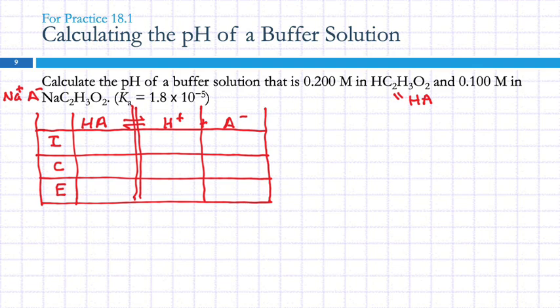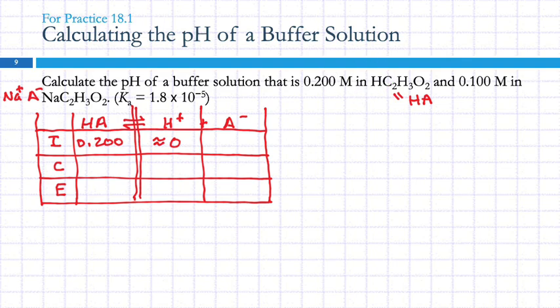So we're looking at our initial concentrations here. It's 0.2 molar of the acid, so 0.200. How much hydrogen ion is initially present? Approximately 0. How much acetate is initially present? 0.1. Now in chapter 17, we were just looking at the acid without anything else added.